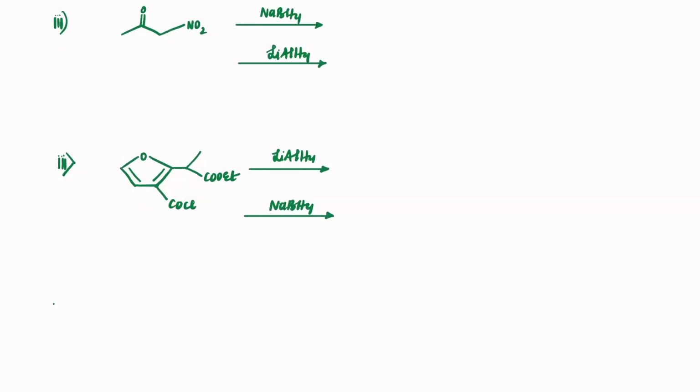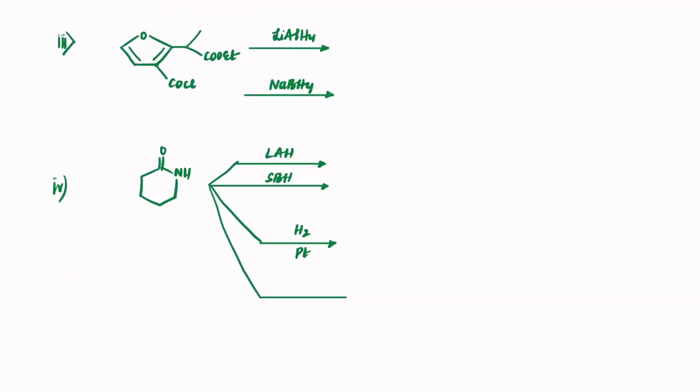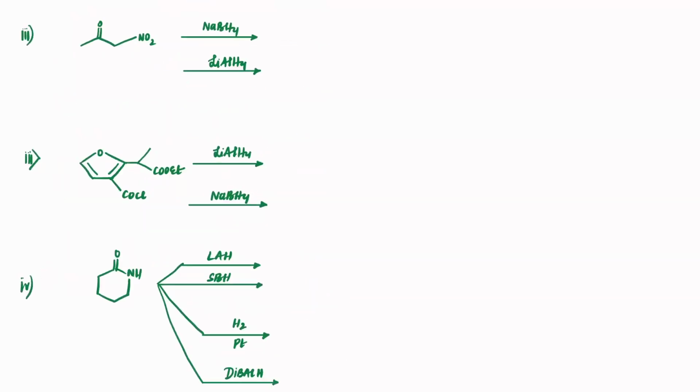Next, what if we have a cyclic amide, NH, like this, with lithium aluminum hydride, LAH? Next we have sodium borohydride, NaBH4. Then we have H2 by Pt, and then we have DIBAL-H. So let's do these three questions first.